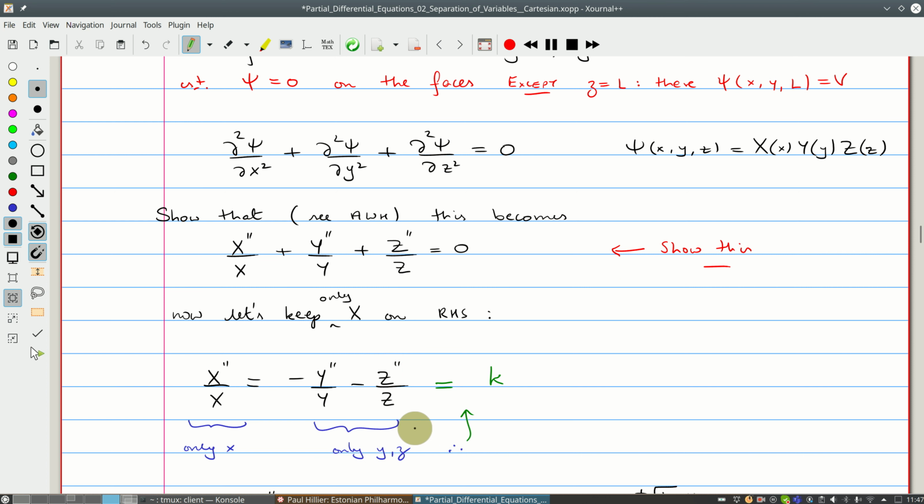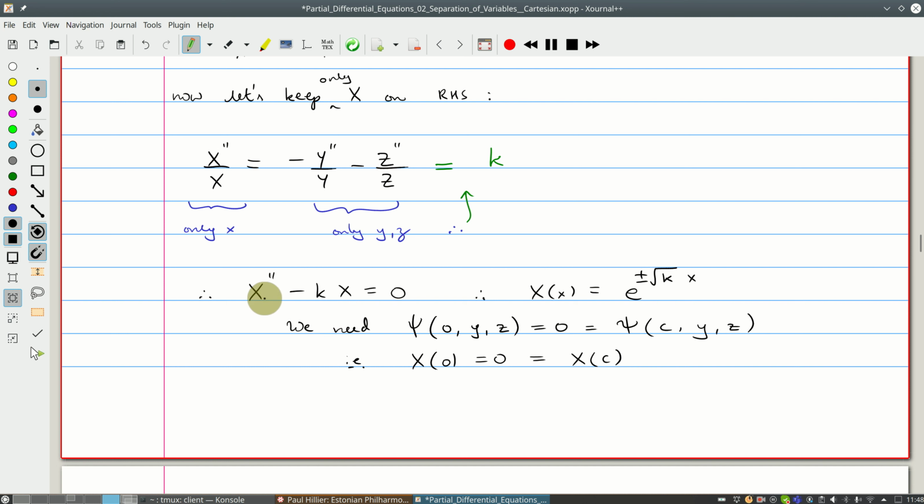And this equality has to hold for any little x, any point in space in that parallelepiped, and any y and z in that parallelepiped. So the only way this can happen is if these are both equal to some constant k. I don't know yet what k needs to be, I just call it k.